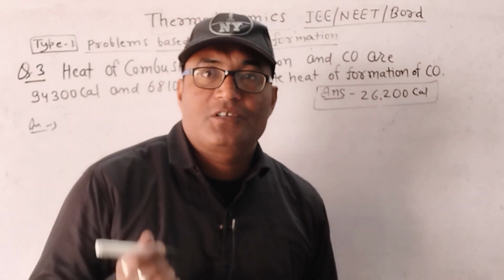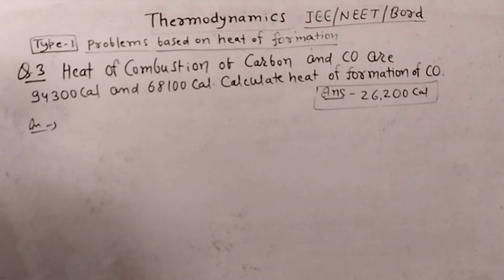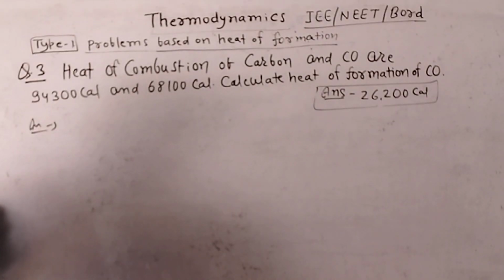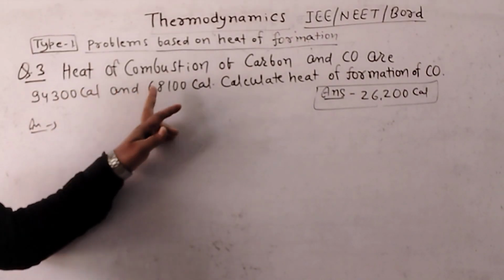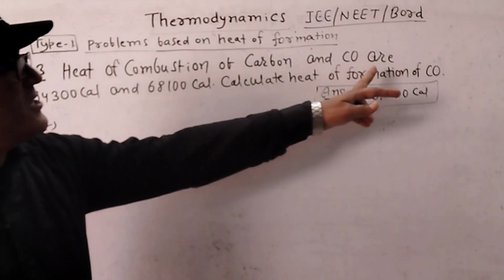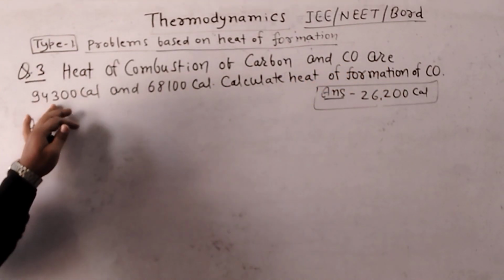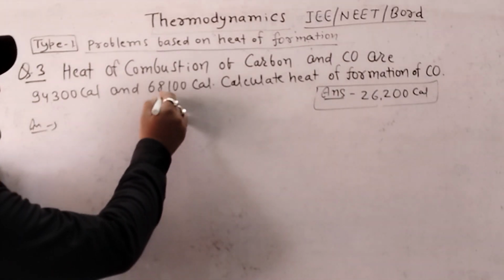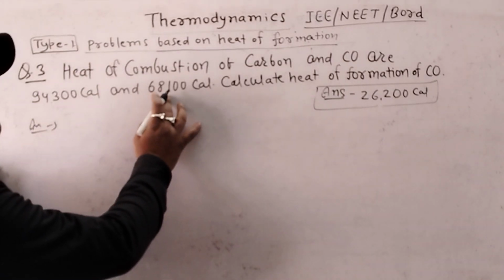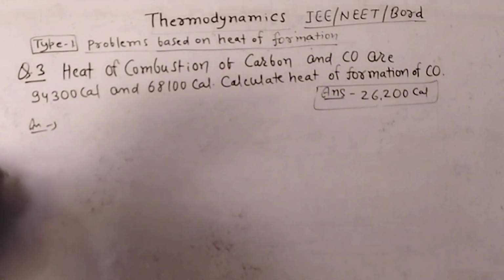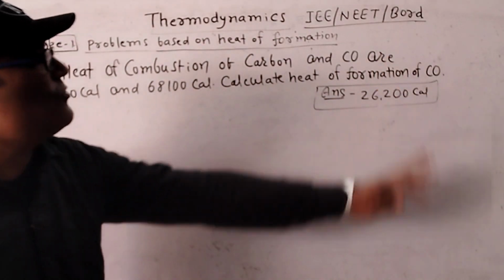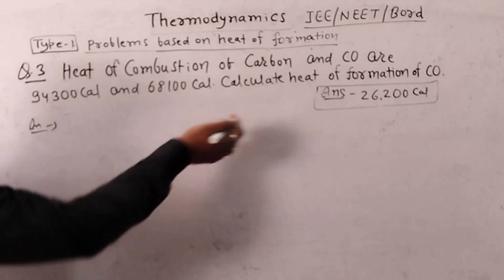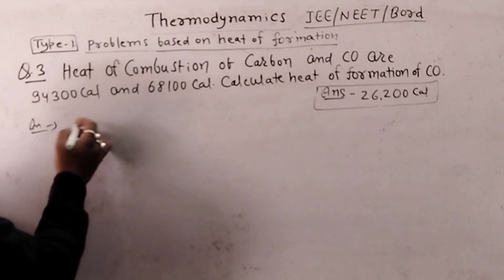Now I'm going to solve question number 3. This question is also based on heat of formation, calculation of heat of formation. According to this question, the heats of combustion of carbon and carbon monoxide CO are 94,300 calorie and 68,100 calorie. Calculate the heat of formation of CO. Now according to the given data, we can find it one by one.